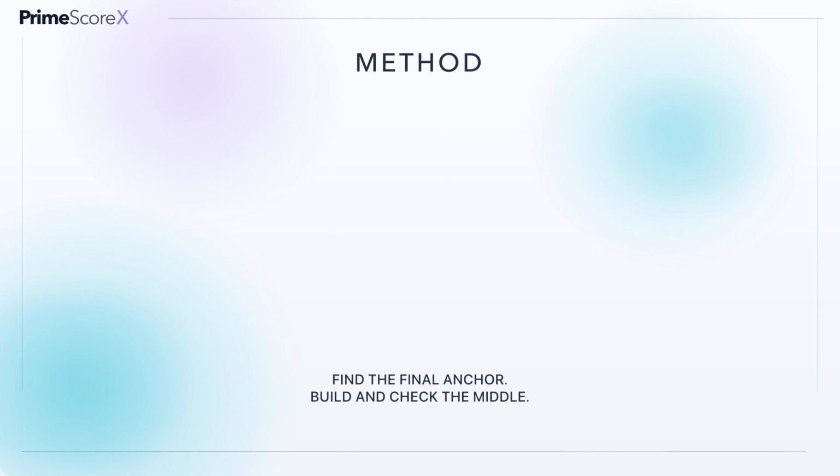Then continue the method. Step 3. Find the final anchor. Step 4. Build and check the middle. This is where most improvement happens, because you move from recognition to execution. You are not just saying, "I understand the topic." You are proving that you can apply it correctly under TEAS-style pressure.